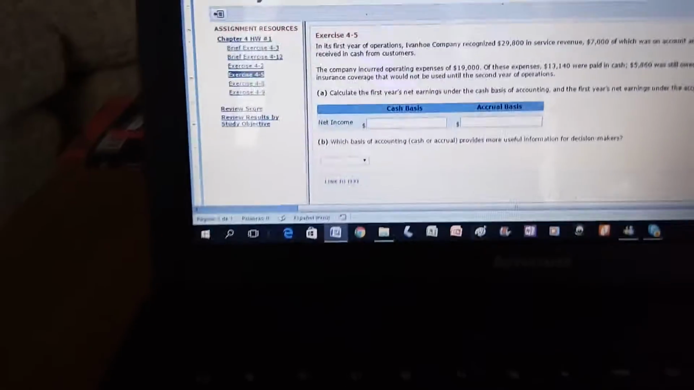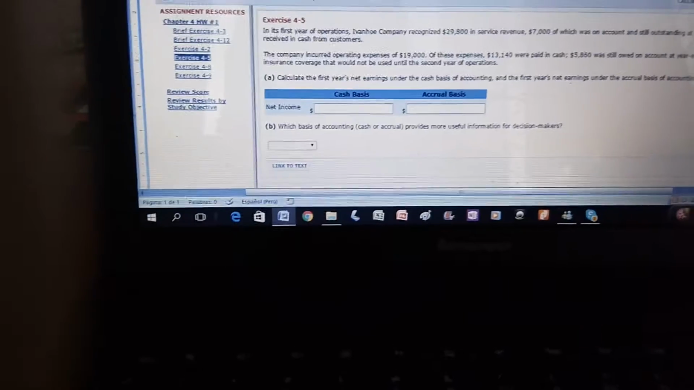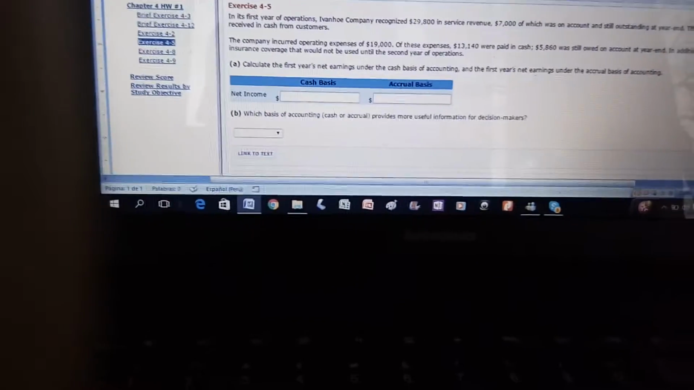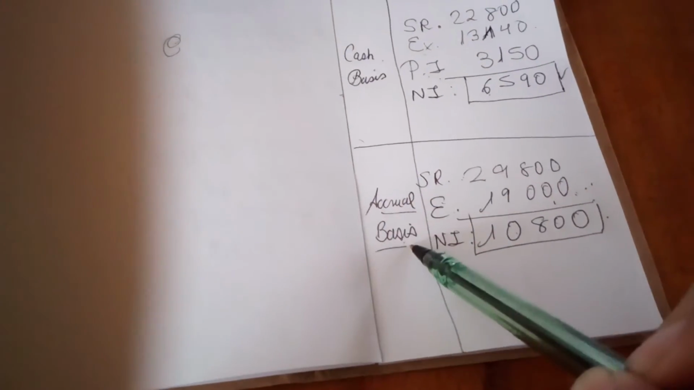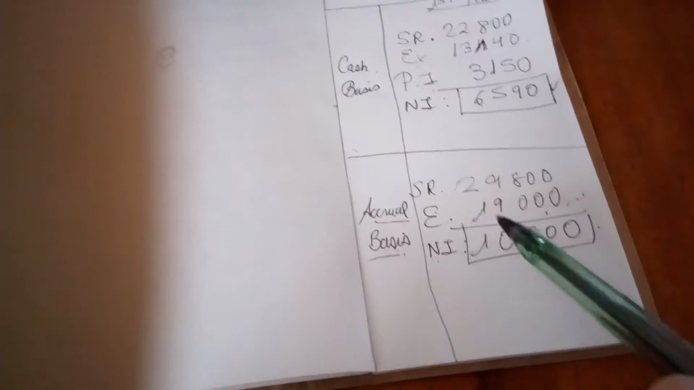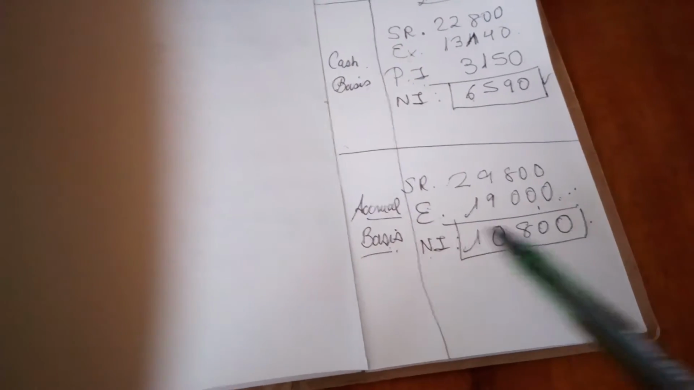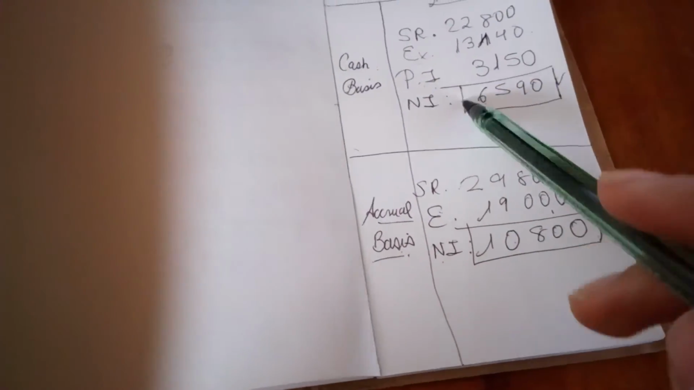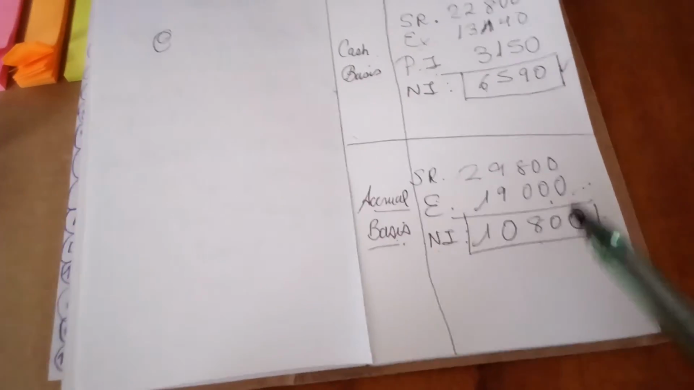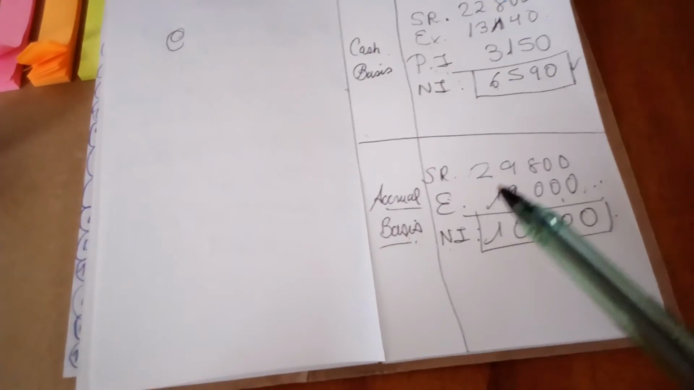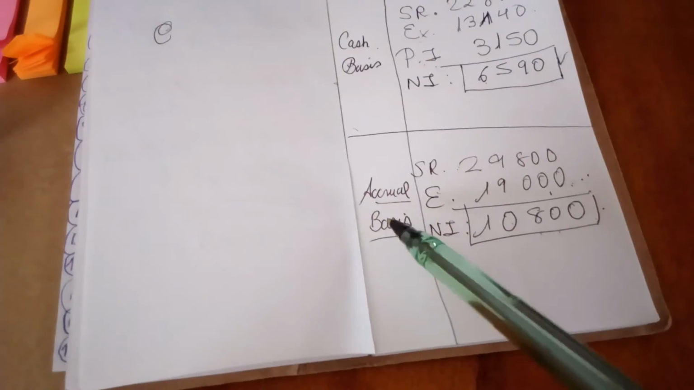So which basis of accounting, cash or accrual, provides more useful information for decision makers? Of course, the one that shows a higher net income, accrual basis in this case, because in accrual basis we can see a higher net income, and in cash basis we can see that there is a lower net income. So the best way to record our expenses is in accrual basis.